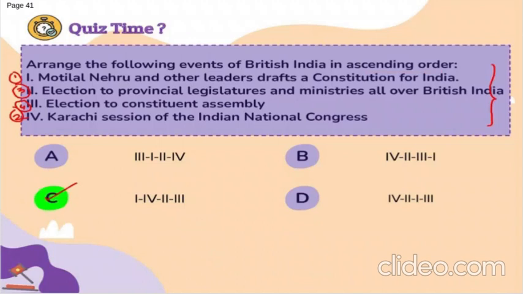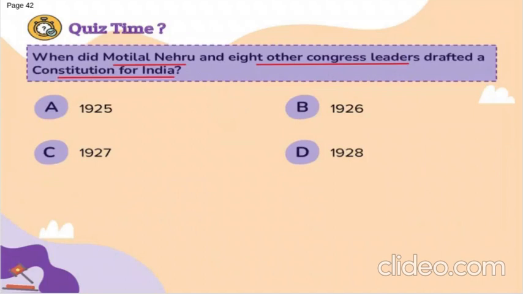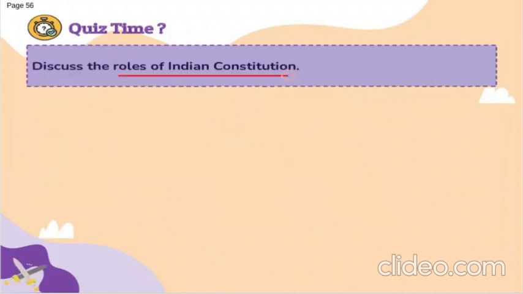Next question. When did Motilal Nehru and 8 other Congress leaders draft the constitution? They made a draft, and on that only many amendments were done. So in the year 1928, Motilal Nehru along with 8 other Congress leaders made the draft of the constitution. Next, discuss the roles of the Indian Constitution.